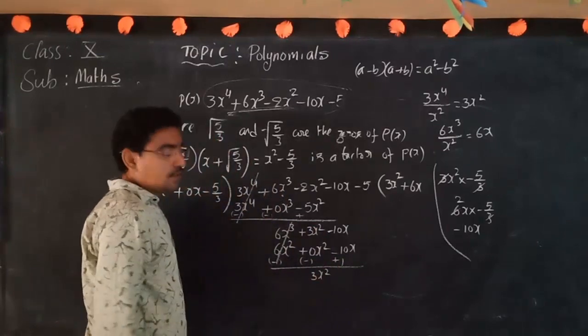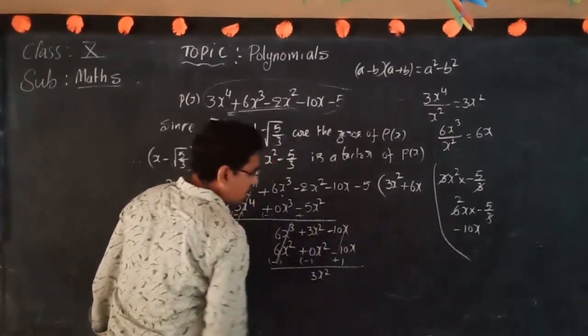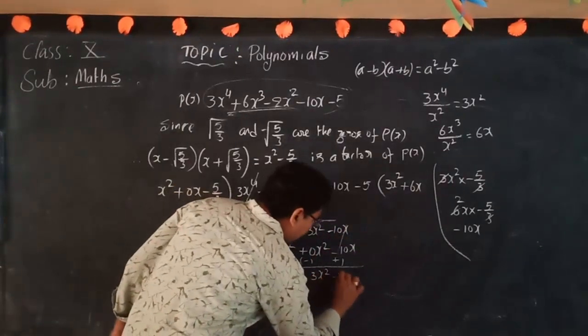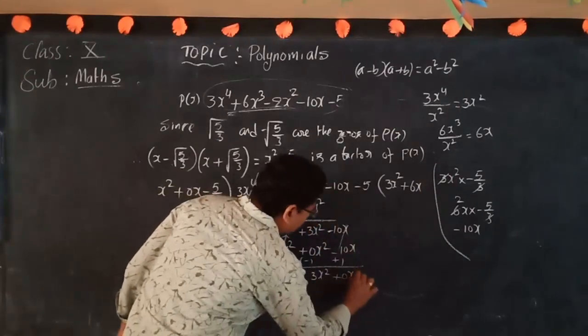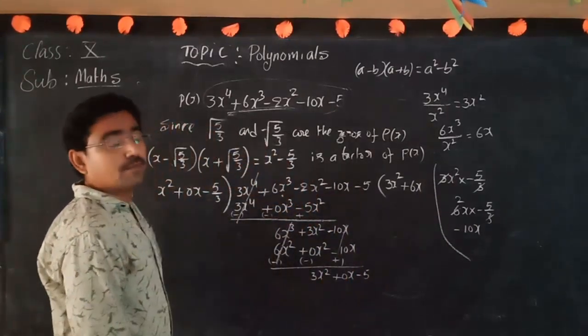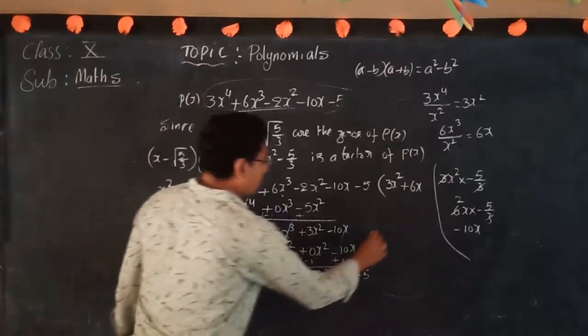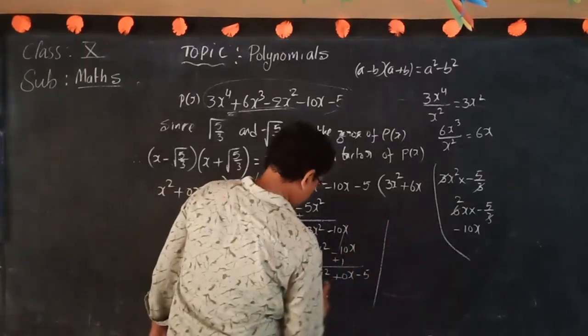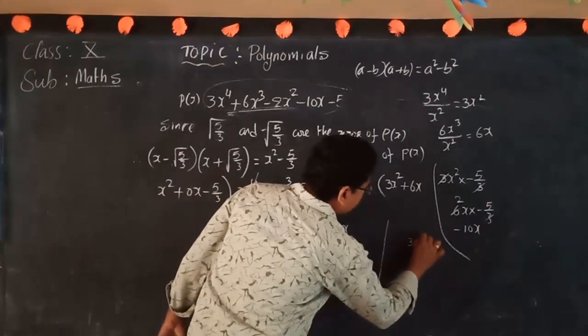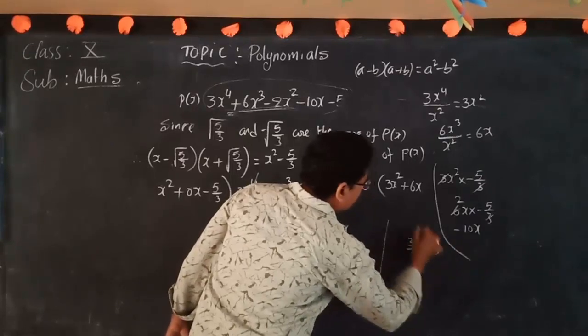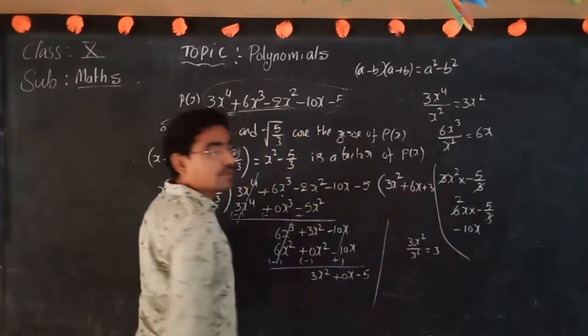3x square minus 0x square, 3x square. These are on opposite sides, so we can cancel. So here plus 0x. Next take the minus. Now what is the next term in the quotient? 3x square by x square, how much will come? 3 will come. Plus 3 is the next term in the quotient.